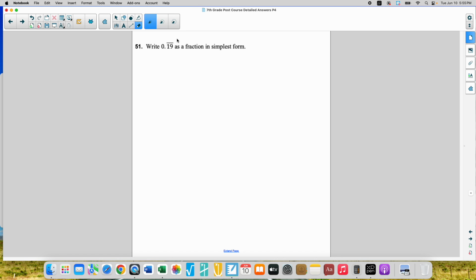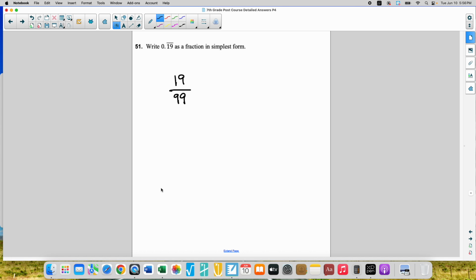Now this one's a little bit easier. Notice everything to the right of the decimal is repeating. So there's a trick here. We can take the digits, 19, and we can put it over, not 100, but 99. So two numbers repeating, two 9s. And that cannot be simplified. That is in its lowest terms. So we like that number.